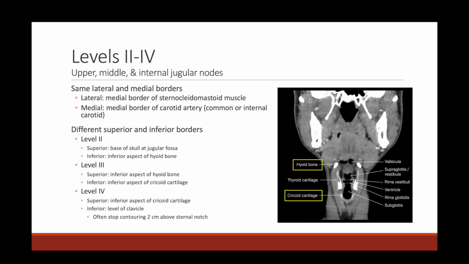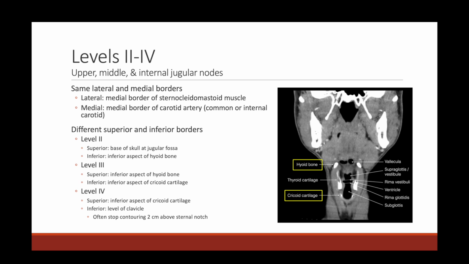And so their entire lateral border is the medial border of the sternocleidomastoid muscle, from the anterior aspect of that muscle all the way to the posterior aspect. And they include the blood vessels as well as the fatty space around those blood vessels. And the medial border is the carotid artery. And then when we're drawing these nodal levels, we really just make sure that we're including the blood vessels, the fatty space around the blood vessels, and we're not including any muscle or tissue or anything like that.